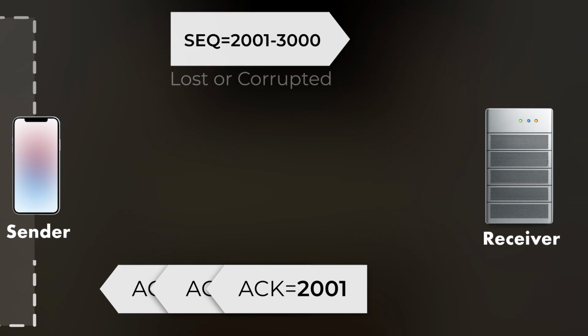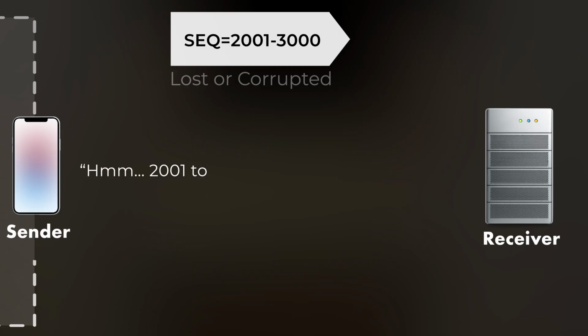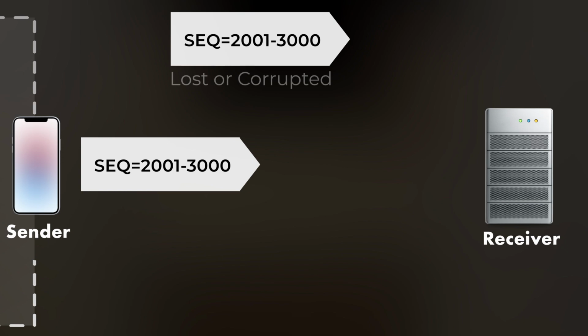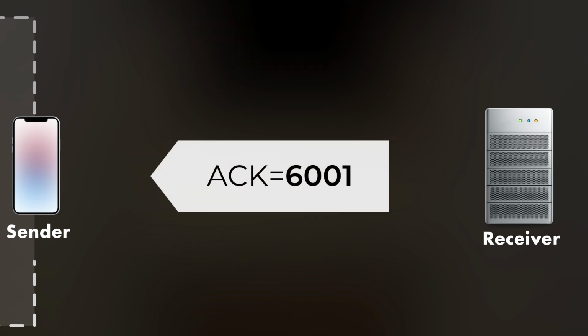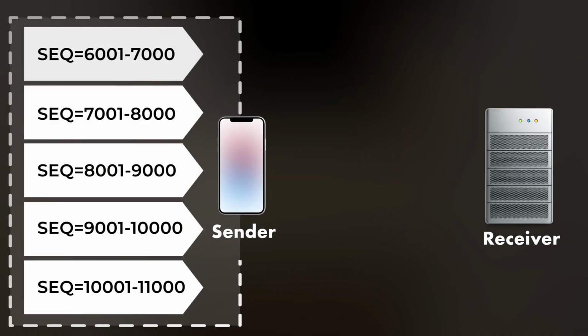Back at the sender's side, when it receives multiple duplicate ACKs, or notices that the ACK number hasn't moved for a while, it suspects that the segment 2001 to 3000 might have been lost or damaged, and then retransmits that missing data. Once the receiver finally gets it, the ACK number moves forward to 6001. The sender can then continue sending the next range of data in the send window. That's TCP's acknowledgement and retransmission mechanism. But wait, there's more.